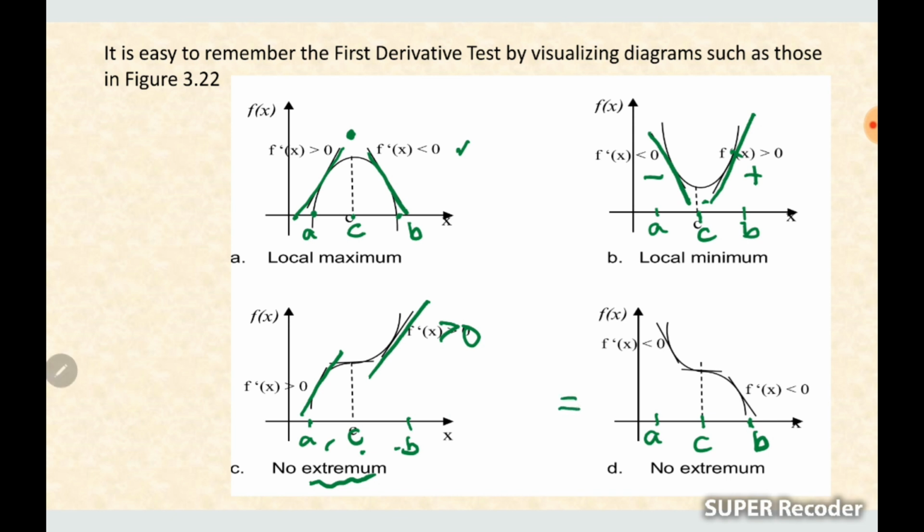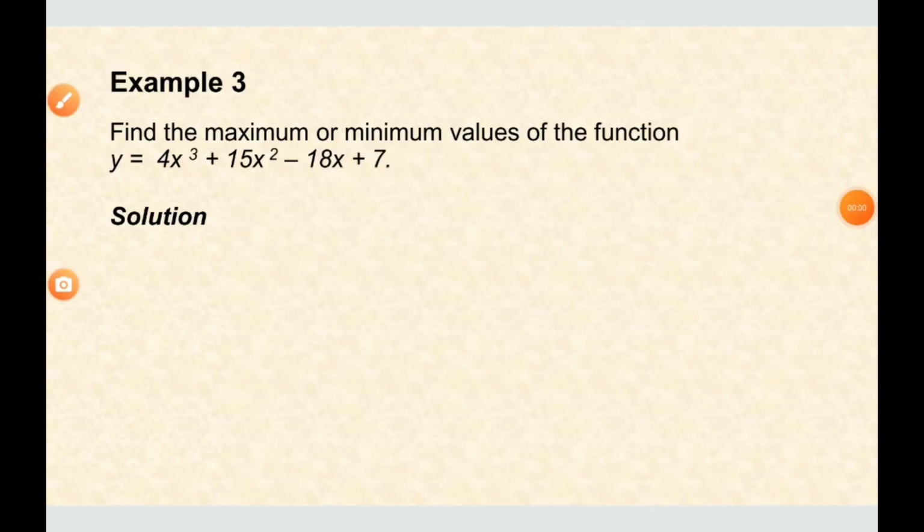So what about D? F prime x does not change from the interval A to C. The sign for f prime x is negative, and from C to B the sign for f prime x is still less than 0, or negative. We follow with example 3.